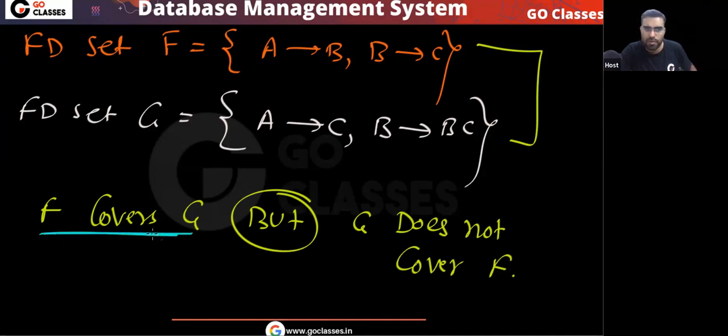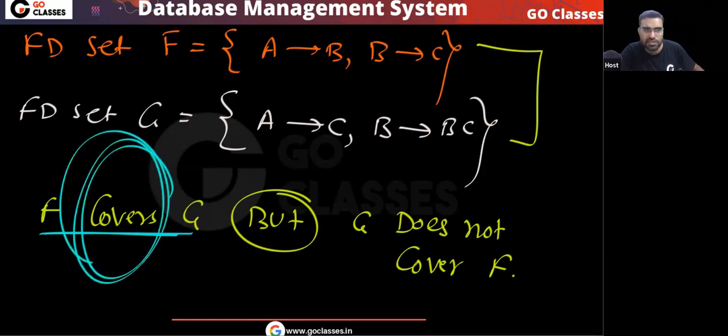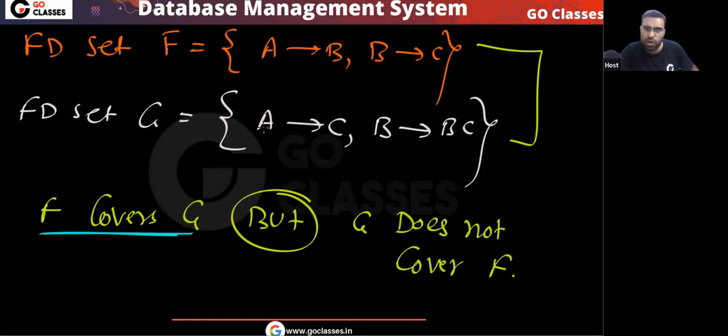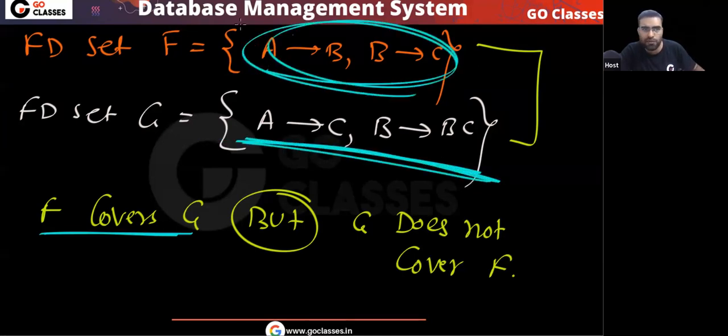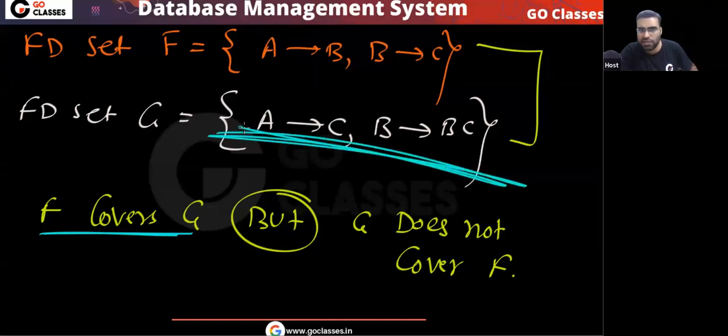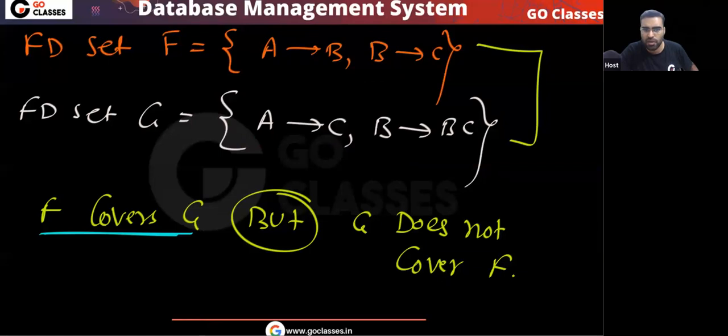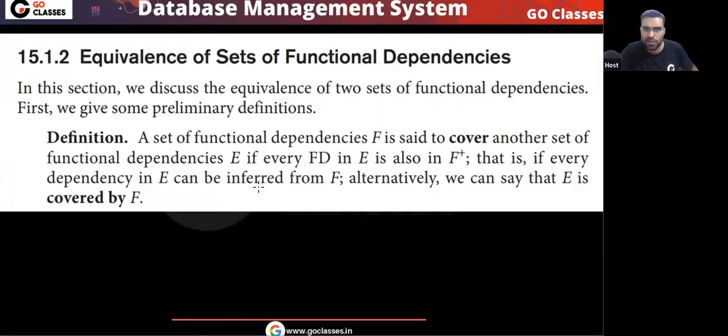Understood? So remember, what does it mean that F covers G? It means whatever G can do, F can also do. All these FDs you can derive from F. Very simple point. So this is the definition, which you can read. We have already seen this definition.